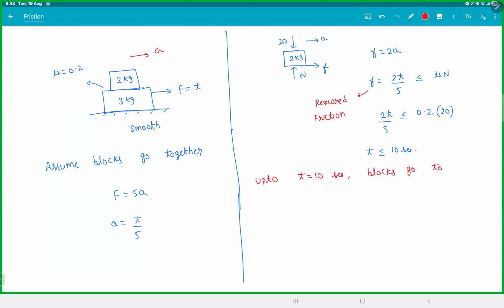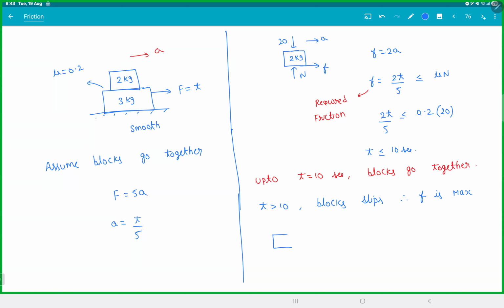So this is how you do it. Whenever they ask for a function of time t, you will get a limit. So what happens after 10 seconds? That means for t greater than 10 seconds, the blocks slip. That is also fine. If the blocks are slipping, that means friction is maximum. I hope you're getting the problem. If they're not slipping, I get the answer. If they're slipping, then I know the value of friction.